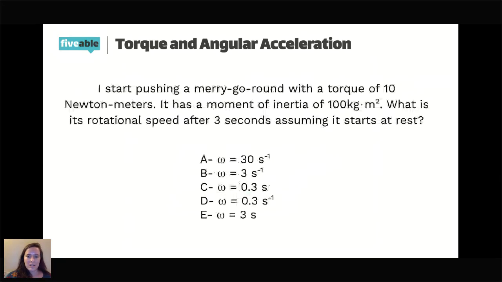Okay, so now we're going to do a little bit of a calculation problem. We have a merry-go-round. I started pushing a merry-go-round with a torque of 10 Newton meters. It has a moment of inertia of 100 kilogram meters squared. What is its rotational speed after 3 seconds, assuming it starts from rest? So I'm going to make a new poll.